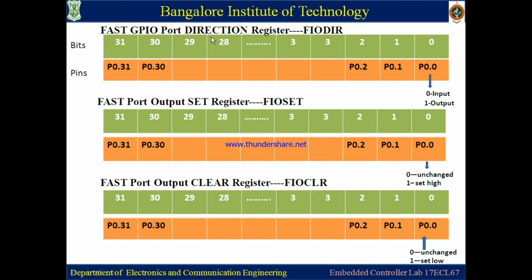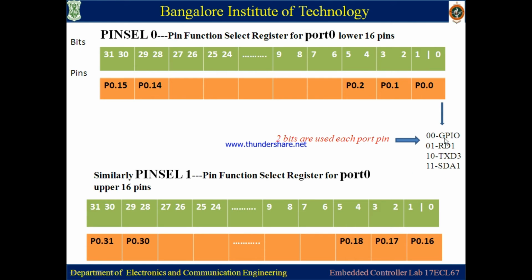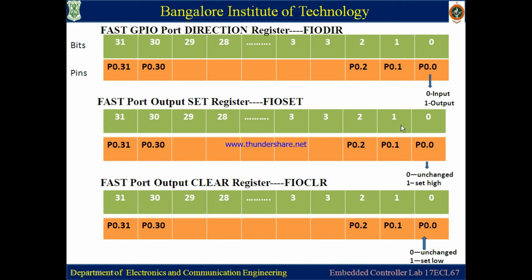So we are going to use another register called FIODIR, the Fast Input Output Direction Register. Each pin of this port 0 can be configured as input or output in case you have configured it as GPIO. If you have made the PINSEL bits 00, that means you have configured it as general purpose input output, then you set the direction of that pin as input or output.